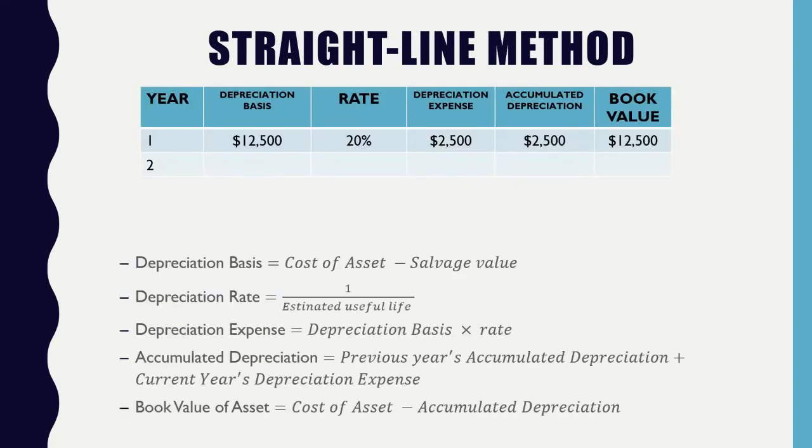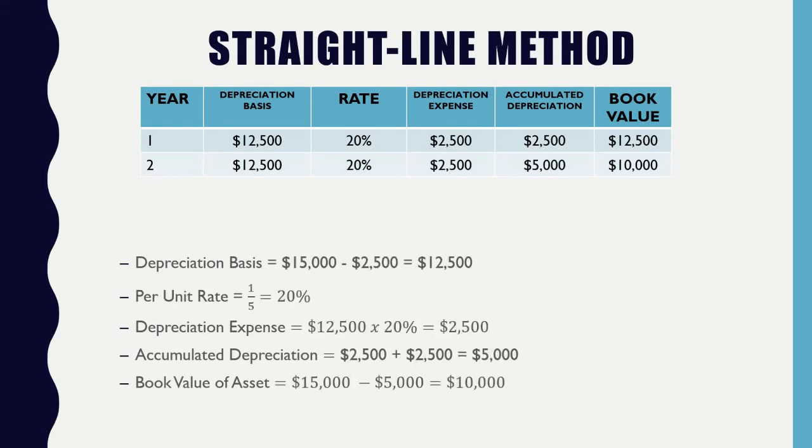Okay? So let's go ahead and continue with year 2, right? Year 2 depreciation basis is your asset cost minus salvage value. That means it's going to be $15,000 minus 2,500, which is going to get you the same exact answer, 12,500. The depreciation rate is still going to be 1 over the estimated useful life, which is 1 over 5, which is going to be 20%. Well, what's 12,500 times 20%? It's still going to be 2,500. So what you're going to notice is you're going to get the same exact answers as the first year.